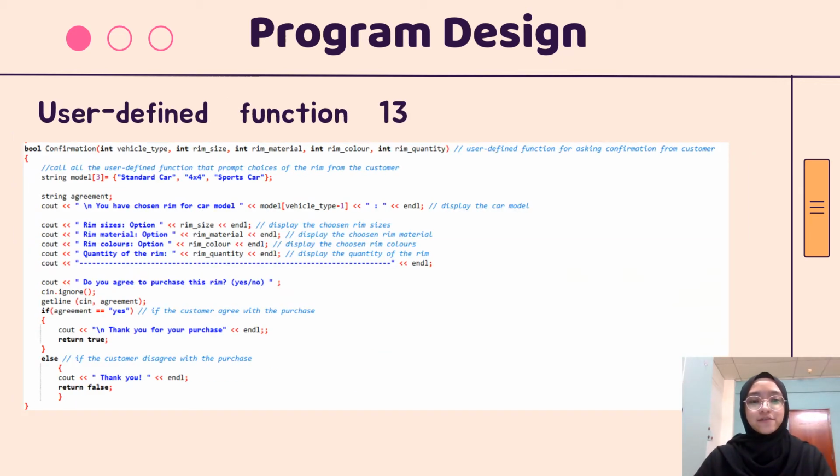Next is a user-defined function named confirmation, which will ask for confirmation from the user to proceed to the next section. When this function is called, it will first display all the preferences chosen by the user previously and then ask for agreement from the user to purchase this rim before proceeding to the next section. If the user inputs yes, the function will return true, which will then cause the program to proceed to the next section.